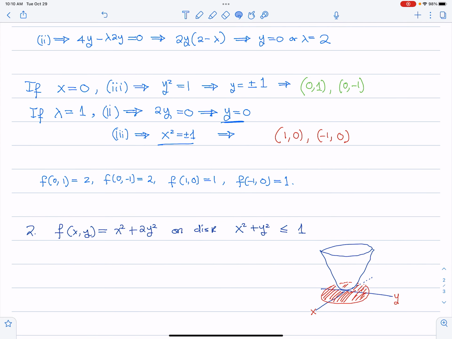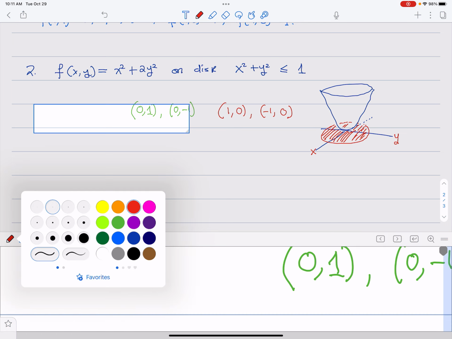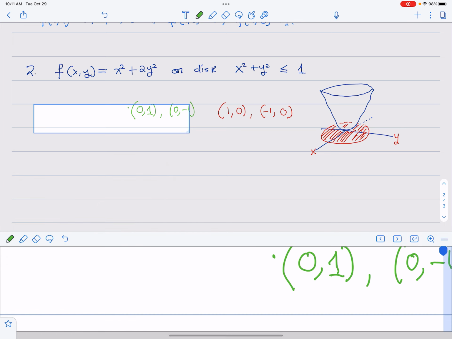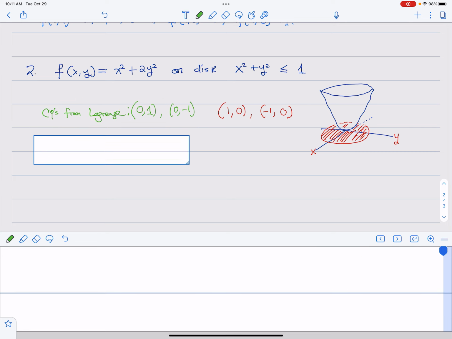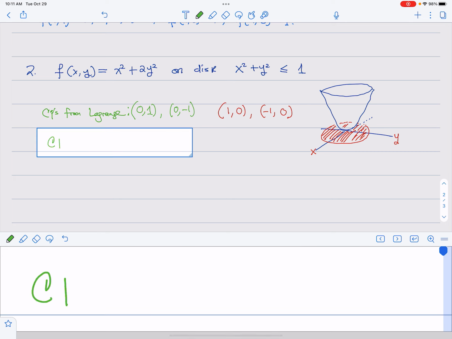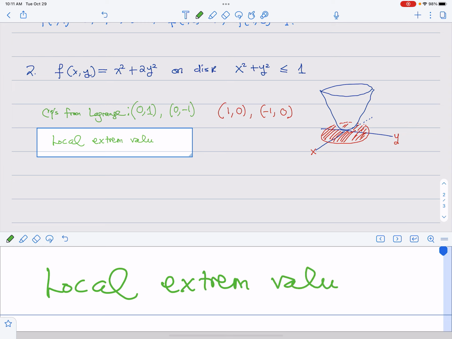So this becomes an absolute extreme value problem. So we've got this critical point from the Lagrange multiplier method. Okay. Then you need a critical point where you need a local extreme value or values. And we know how to do that.